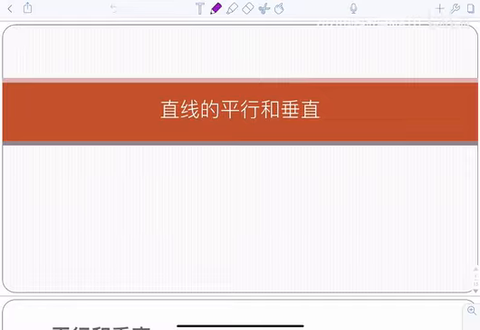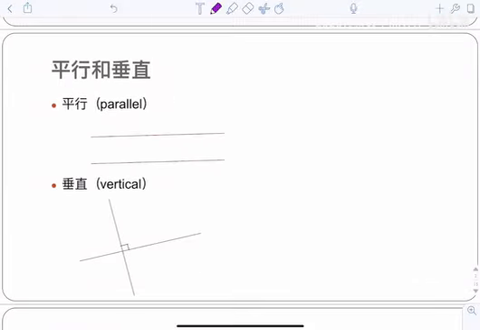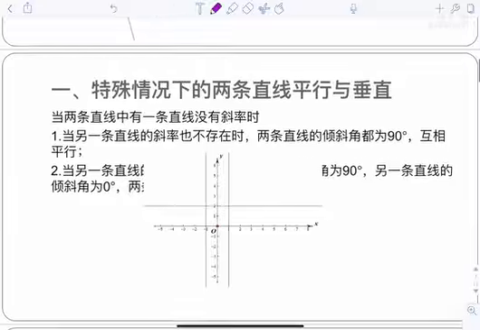好，今天我们来讲一下直线的平行与垂直。The parallel and the vertical of the two straight lines. So first, let's see the parallel and vertical. 平行 and 垂直。平行 means these two lines are parallel. And vertical means these two lines are vertical, and this angle is 90 度, 90 degrees. So this means vertical. Let's go on.